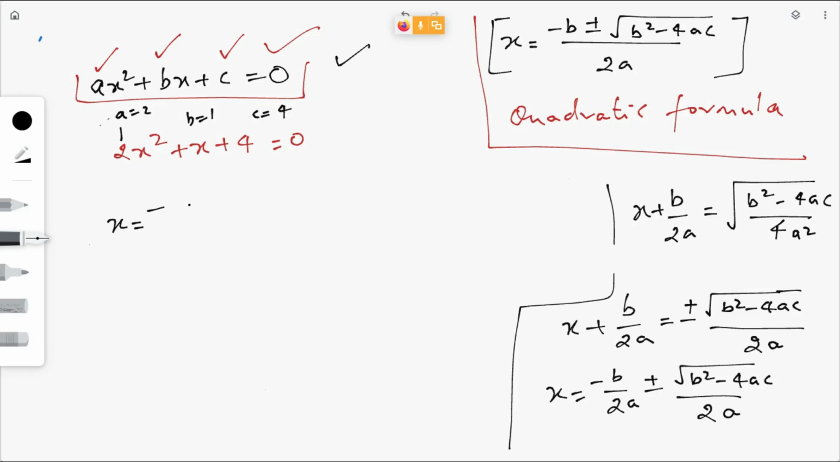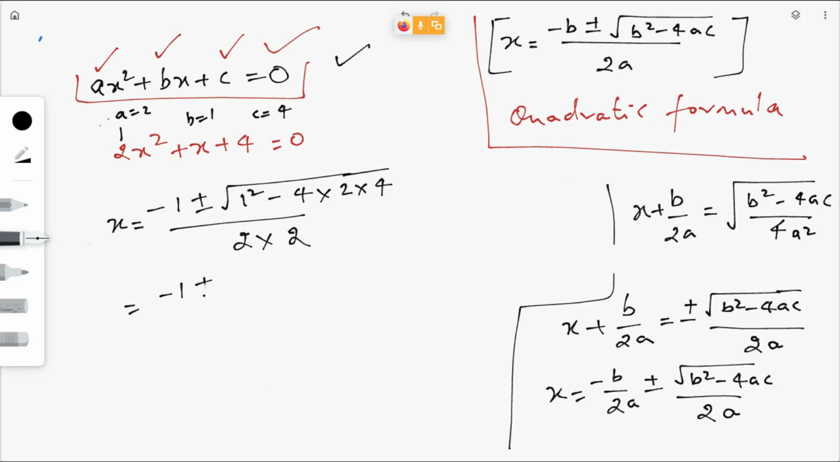So now substitute here. What is b? 1. Minus 1, plus or minus root of, again, what is b square? 1 square minus 4 into 2 into 4, whole divided by 2 into 2, right? So minus 1 as it is, plus or minus root of 1 minus 32, divided by 4. So what you will get? Minus 1 plus or minus root of minus 31 divided by 4.